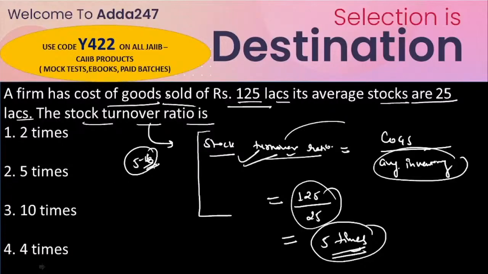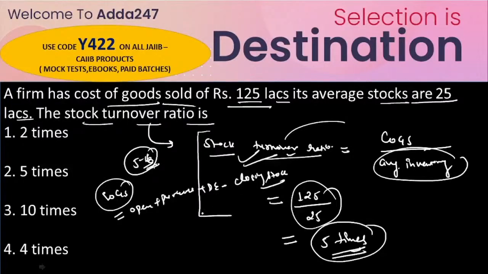We know that the cost of goods sold refers to the cost of sales. The formula I have explained multiple times: cost of goods sold is opening stock plus purchases plus direct expenses minus closing stock.